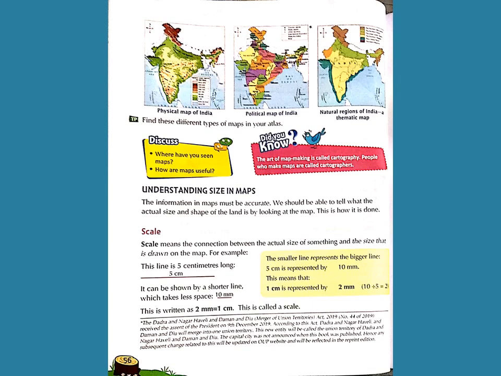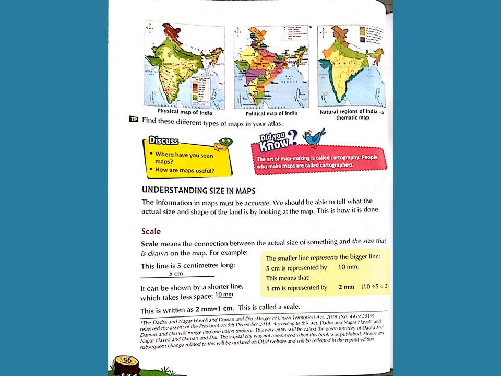Now go to the yellow box that is given just beside it. The smaller line represents the bigger line. Okay? 5 centimeter is represented by 10 millimeter. This means 1 centimeter is represented by 2 millimeter. This is a simple mathematical equation. Okay? If the line is 5 centimeter and I am expressing it through a line of 10 millimeter, that means we are using a scale of 2 millimeter is equal to 1 centimeter. This is the measurement of our scale.